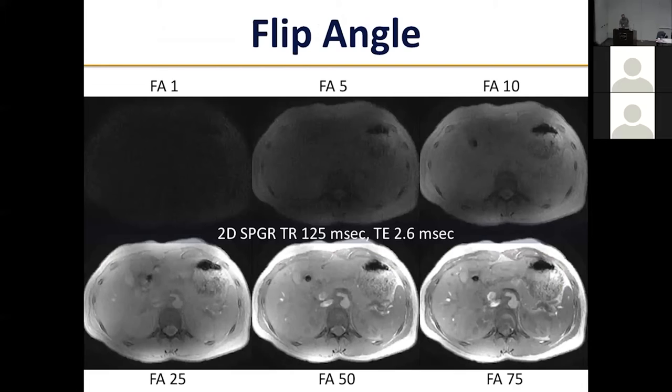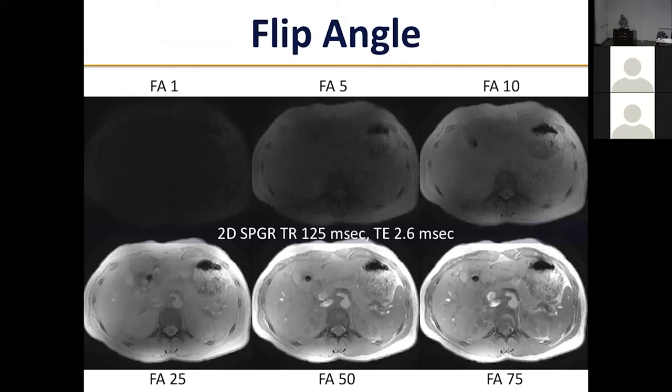It's a 2D SPGR, TR 125, TE 2.6 milliseconds, but acquired with flip angles of 1, 5, 10, 25, 50, and 75. So what happens as the flip angle increases? Well, obviously, as the flip angle increases, the signal goes from very, very low and gets higher. So the signal to noise increases.